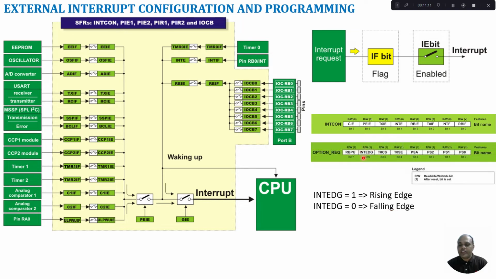So INT edge will be used for configuring our type of interrupt, whether it is a rising edge interrupt or falling edge interrupt. So these 2 registers are used for our external interrupt configuration. In the INTCON register, we have 3 bits: global interrupt enable, external interrupt enable, and external interrupt flag. And in the option register, we make use of only 1 bit, bit 6, which is INT edge.